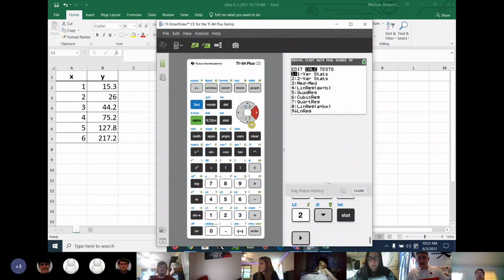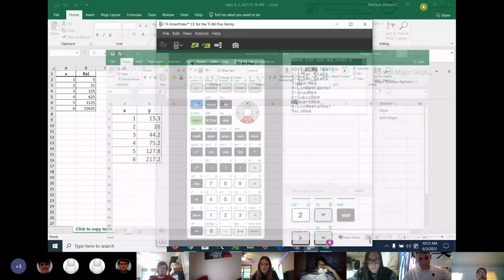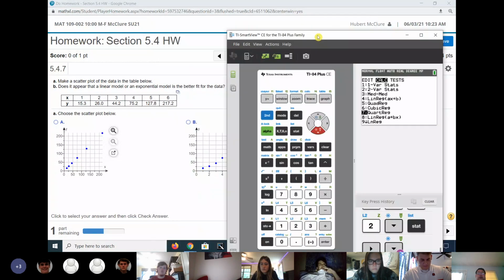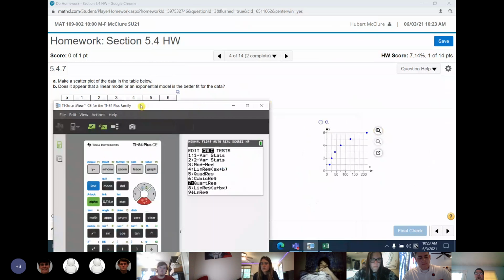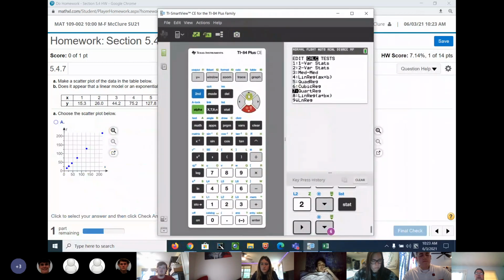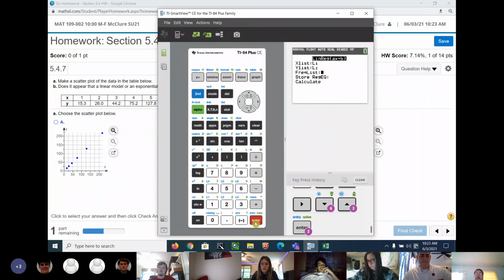Now, what do they want, let's see, do they want exponential? What did they say they wanted? Does it appear that a linear model or exponential model fits? So let's go with linear, and let's write the linear model and calculate.